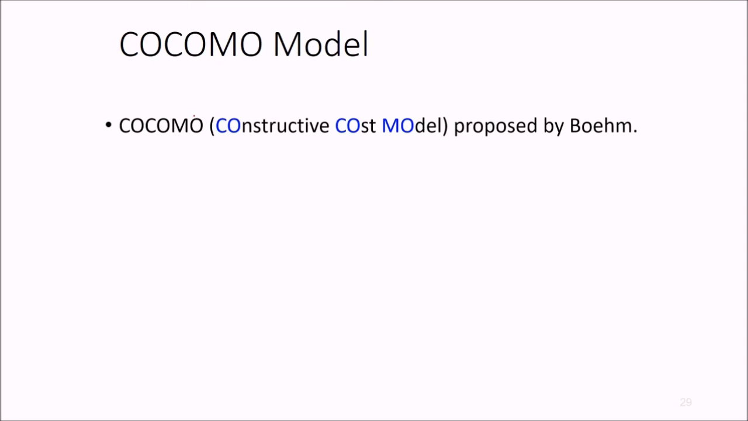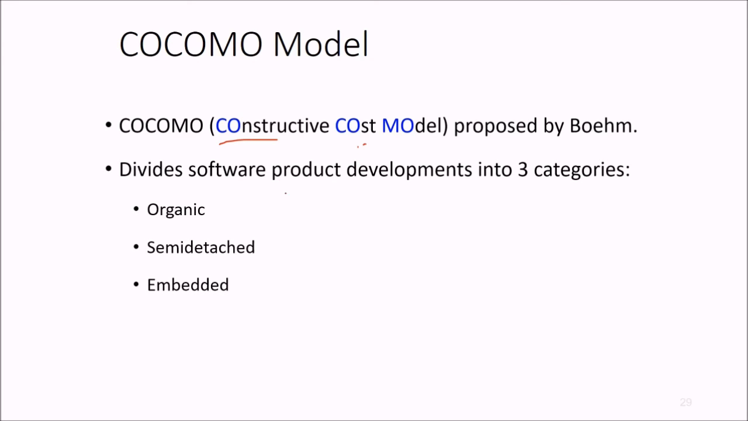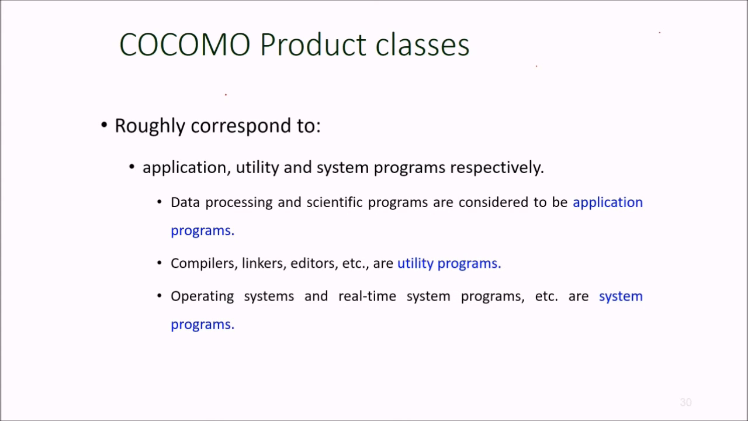Then we come to the COCOMO model, the Constructive Cost Model, proposed by Mr. Boehm, eminent and most respected in the software engineering field. It divides software product development into three categories: organic, semi-detached, and embedded. These COCOMO product classes roughly correspond to application, utility, and system programs respectively. Data processing and scientific programs are considered application programs. Compilers, linkers, and editors are utility programs. And operating systems, real-time system programs, etc., are system programs.